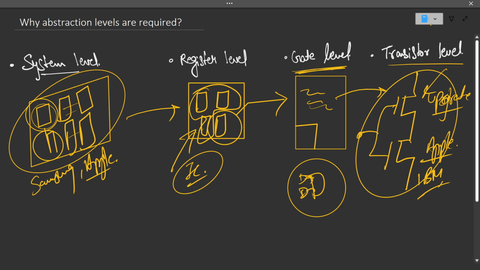Alright, so that's why all these different levels are required in a language, where you can directly code, where you can touch a gate level, where you can touch transistors, where you can touch registers, or where you can have a complete IC level coding.